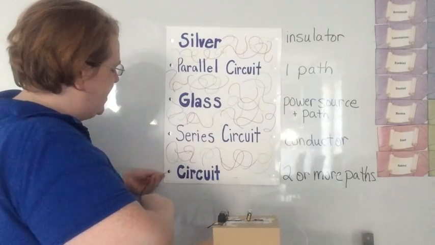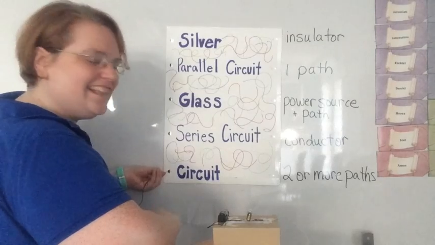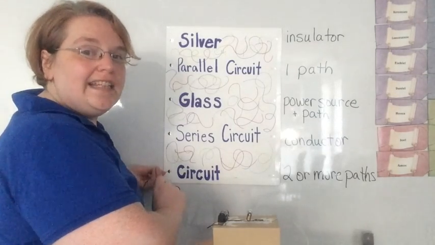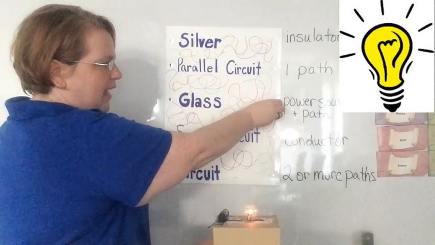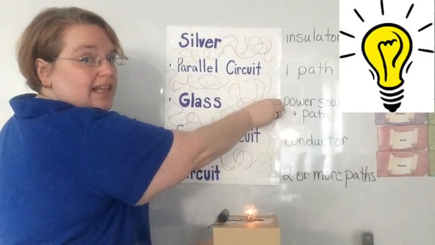And then lastly, we have the word circuit. I keep saying circus. So that would be the last one, which is what? A power source and a path. And yes, the light bulb lights up.